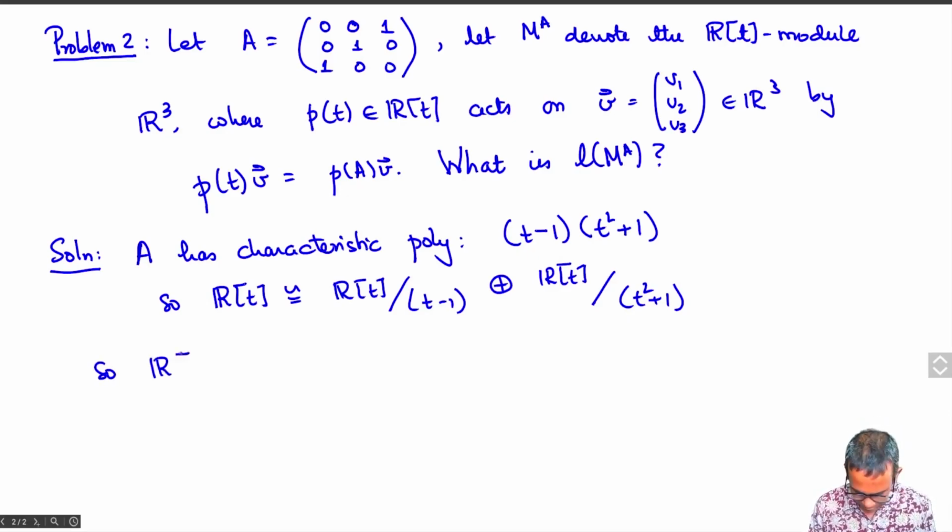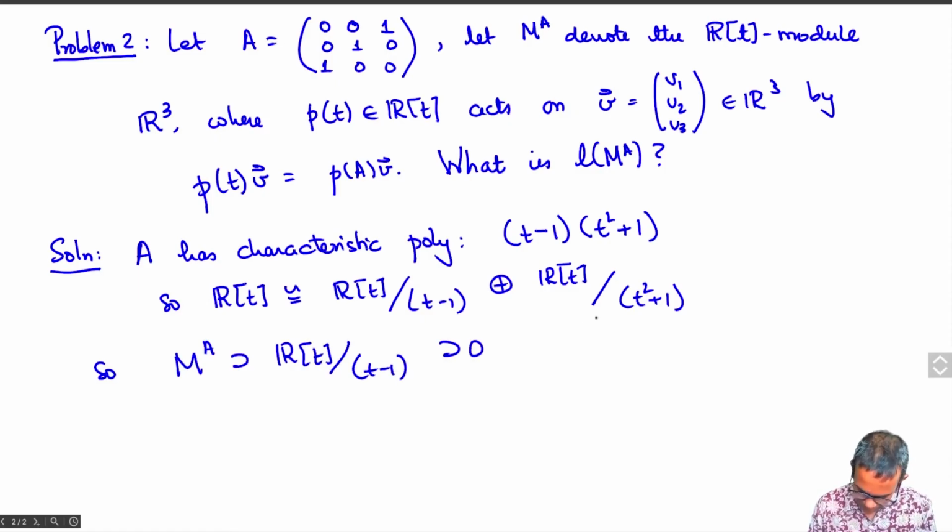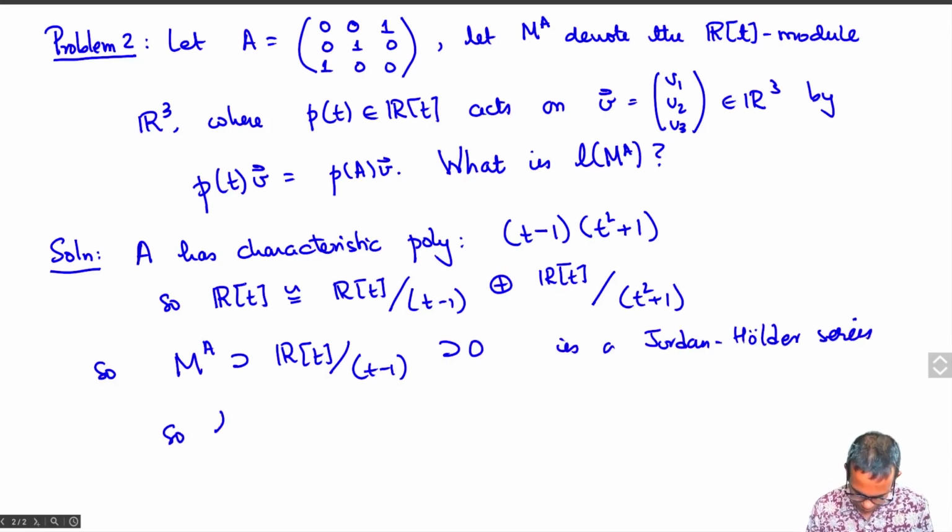So if we take our M^A, it contains one of these summands, we could take either one of them, and this is a Jordan-Hölder series. And so the length of M^A is equal to 2.